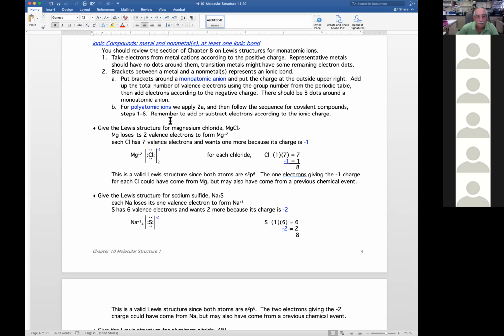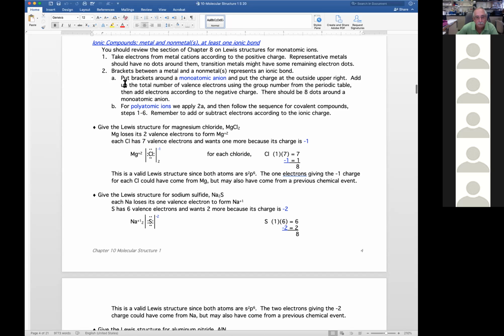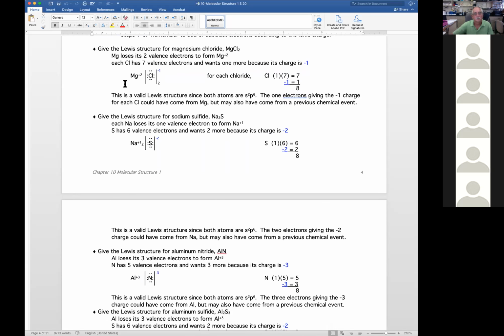For polyatomic ions, we follow the sequence we came up with for covalent compounds, but we'll do that in examples. So this is what you're given. Metal, non-metal, there's going to be an ionic bond between them. My style of teaching this is that you follow the same pattern. You don't take one chlorine here and put it over there. You've got 2 chlorine ions here, which means you've got 2 chlorine ions there.